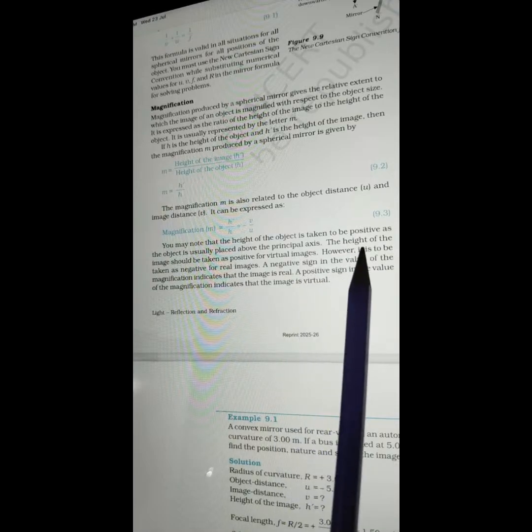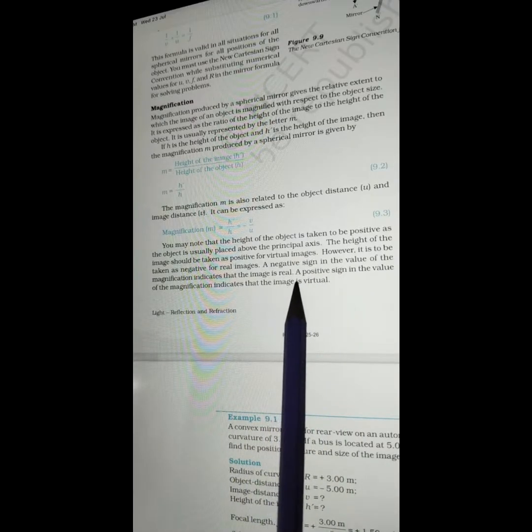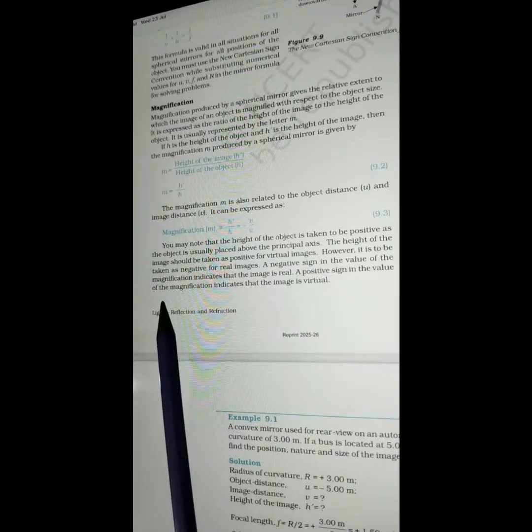You may note that the height of the object is taken to be positive as the object is usually placed above the principal axis. The height of the image should be taken as positive for virtual images. However, it is to be taken as negative for real images. A negative sign in the value of the magnification indicates that the image is real. A positive sign in the value of the magnification indicates that the image is virtual.